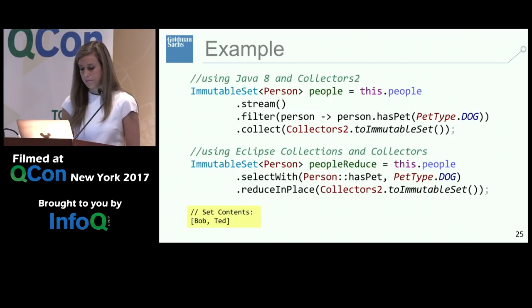Whereas in the second example, we are using reduce in place instead. So we're not calling stream. We're just saying select people who have dogs and reduce in place. So this is the API we could use if we are not in the stream sense, but we still want to use collectors. So in the second example, I didn't call stream at all, but I can still pass in a collector and get the same result. So the contents of the set is Bob and Ted. They're the people who have dogs.